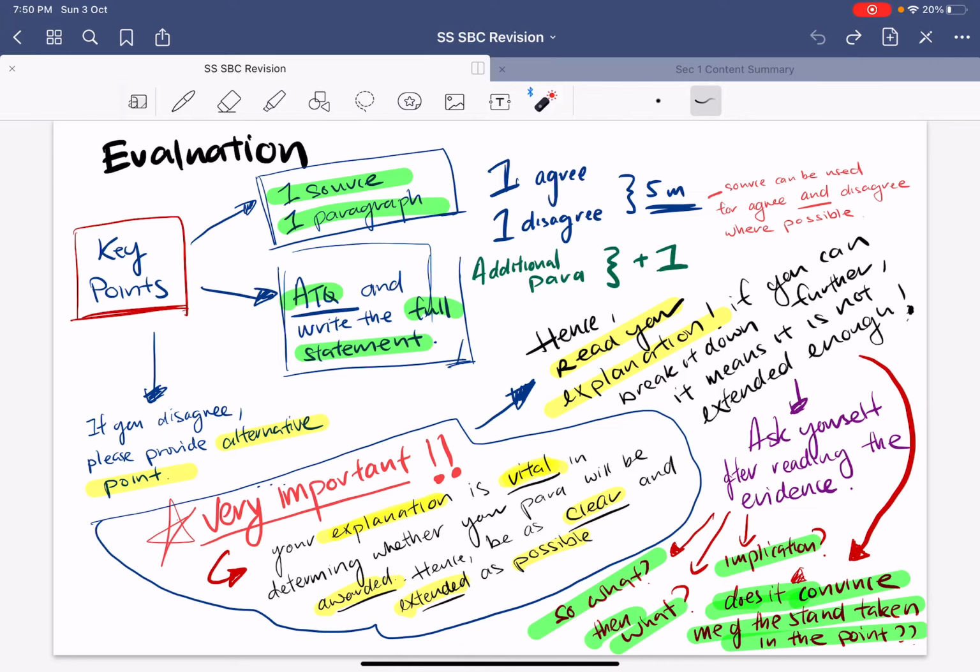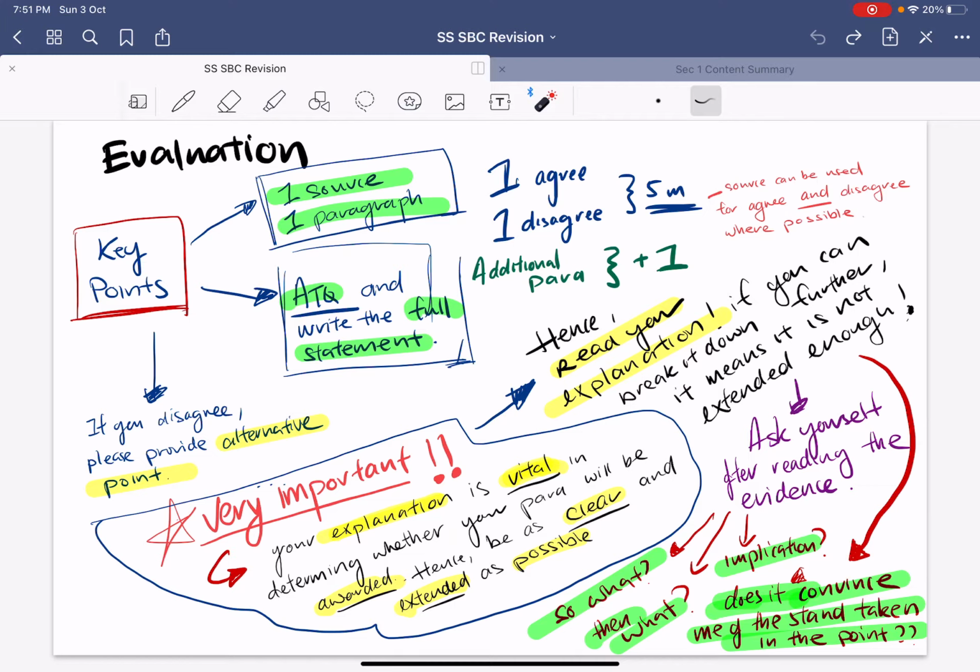Now, very important here, how do you make sure your paragraph is valid? The important thing about this evaluation is that for every single paragraph, your explanation is vital. It's absolutely vital. Hence, you have to be as clear and extended as possible. Follow the basic inference principles and expectations and make sure it is clear, make sure it is extended, make sure it is in your own words. Only when these 3 things are met will you get the marks for your paragraph. If not, you will only get a very low score of either 1 or 2 marks.